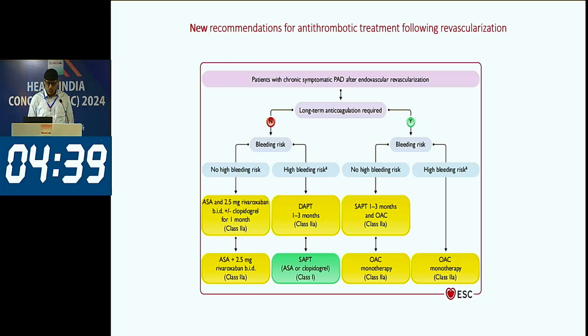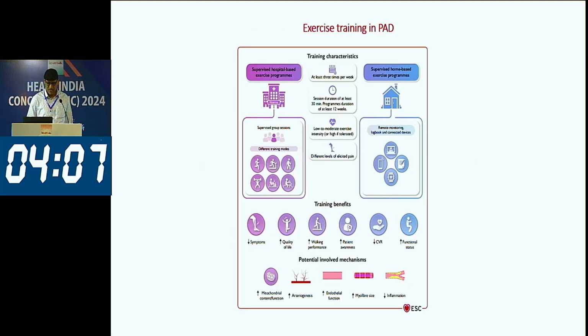For patients who do not require long-term anticoagulation and the bleeding risk is not high, aspirin plus 2.5 milligram rivaroxaban for 1 month, followed by aspirin and 2.5 milligram rivaroxaban BID is recommended. For patients who have high bleeding risk, dual antiplatelet therapy with aspirin and clopidogrel for 3 months, followed by single antiplatelet therapy with either aspirin or clopidogrel is recommended. So this is after revascularization of a peripheral arterial disease.